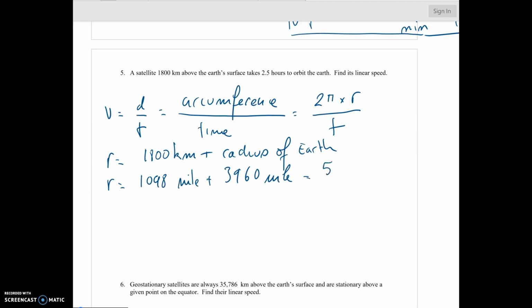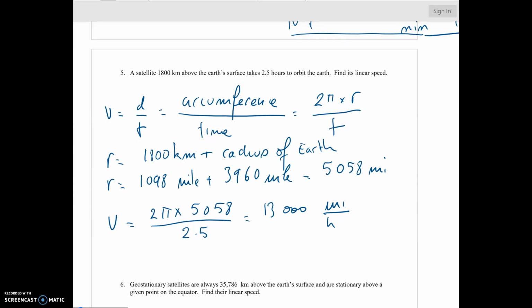And that is going to give me 5058 miles. And now I can calculate V equals 2 pi multiplied by 5058 divided by 2.5, as they are telling me that the satellite above the Earth's surface takes 2.5 hours to orbit the Earth. And we end up with 13,000 miles per hour.